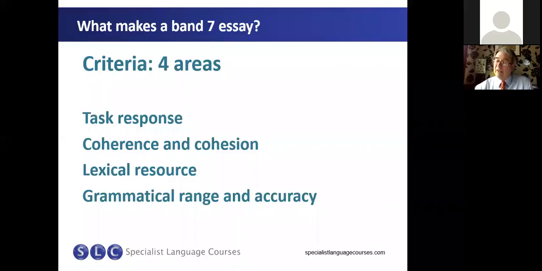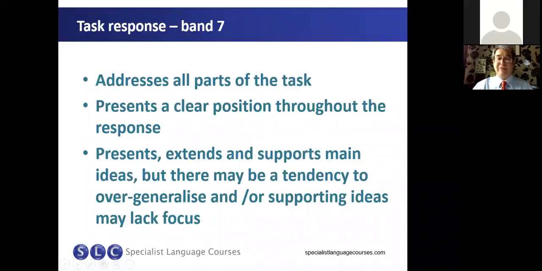And something else which is going to keep you down at 6.5. So grammatical range and accuracy, what different constructions you can show that you can use, and are the more simple pieces of grammar accurate? So let's have a look in a little more detail at what band 7 means. So task response, the first one, basically, have you answered the question?